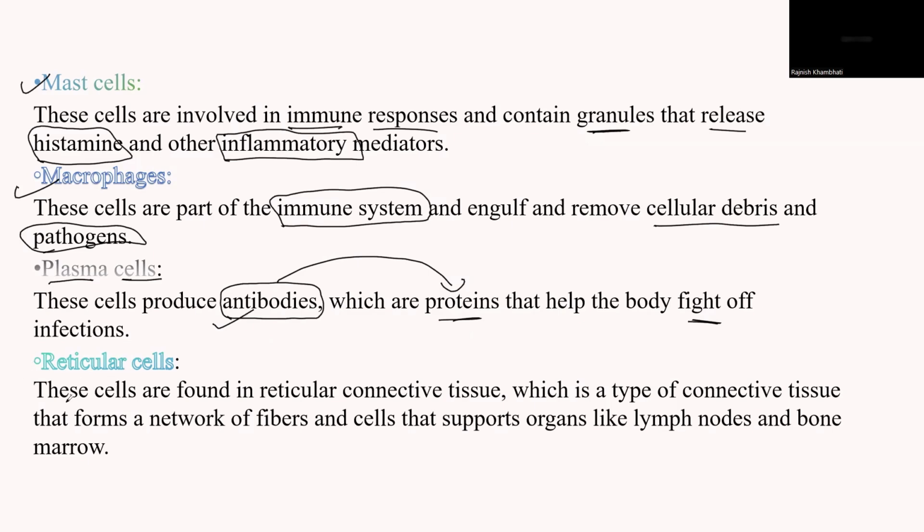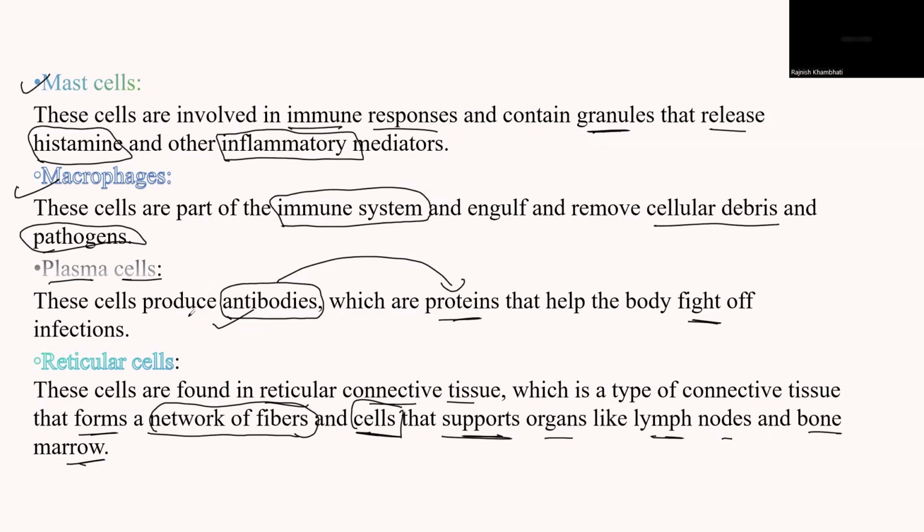Then reticular cells are found in reticular connective tissue. This type of connective tissue forms a network of fibers and cells. They form a network of cells and a network of reticular fibers that will support organs like lymph nodes. For example, they are present in the lymph node and the bone marrow.